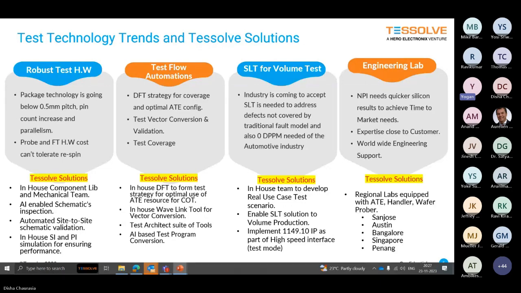If you look at the hardware aspect of it, which is the key thing that is going to decide whether the device is going to meet the specification it has been designed for. And if you look at the packaging aspect of it, the pitch of the device is going less than 0.5 mm, in some cases 0.3 mm, with thousands of pin counts. And to achieve the cost of test, we need to make hardware capable of testing multiple devices at the same time. We call it parallel testing, which can go to 8, 16, or 32.